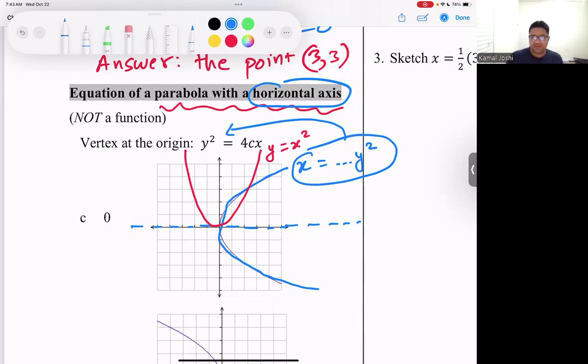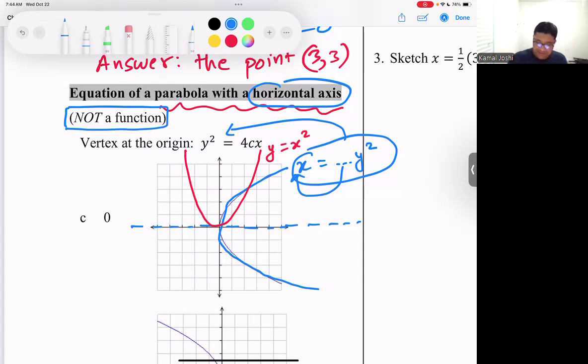Y square equals 4cx. That something could be taken to the other side and divided, and you can rewrite it as y square equals some constant x, because we want to keep y on the left side, as the output. X is the input, y is the output. So y square equals something x. And I highlighted here in the top that it's not a function.